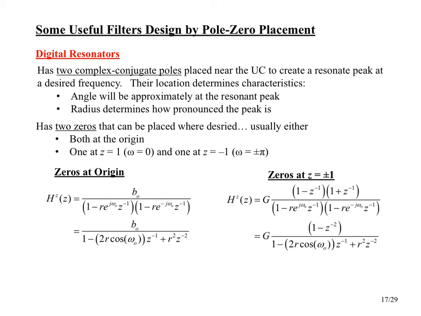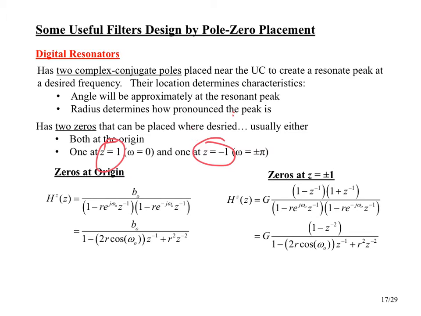And we'll also have two zeros, and we can place those wherever we really desire. Sorry, that should be desired. But common places to put them are both at the origin, and an even better place is to put one at omega equal to 0 and one at omega equal to plus or minus pi. So that's z equal to 1 and z equal to minus 1.